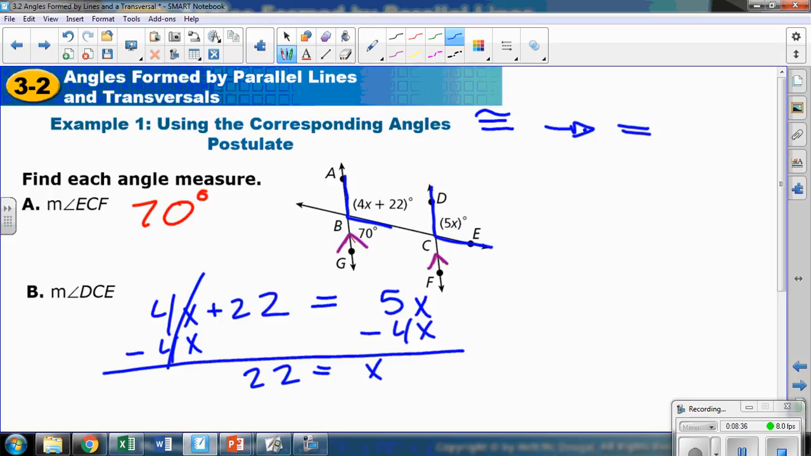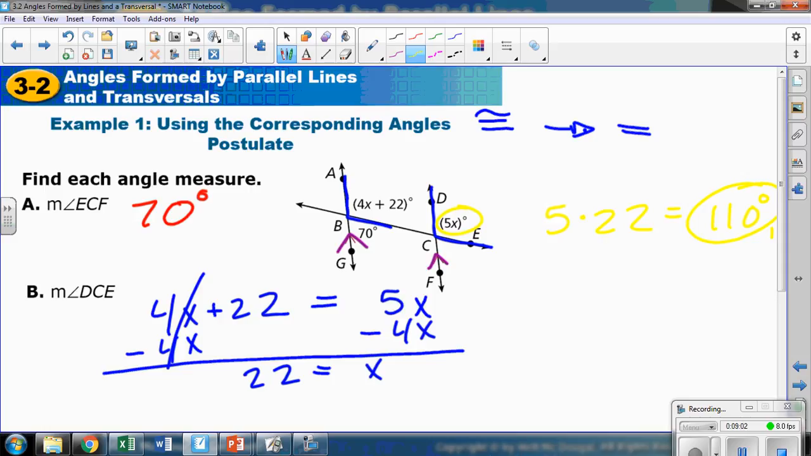Don't stop there though, because the directions did not say find the value for x. We were told find the value for the angle. Well, our angle was 5x, so 5 times x, 5 times 22, and we're done with that one.